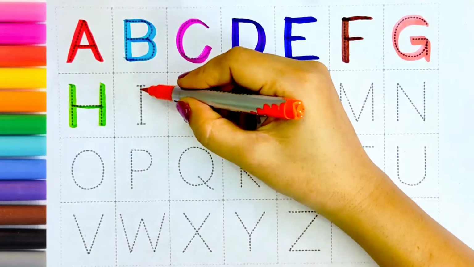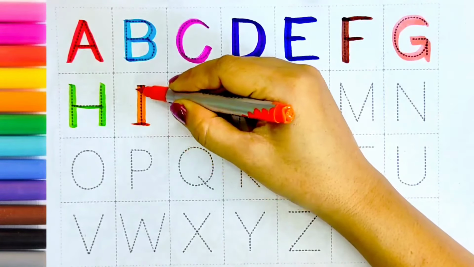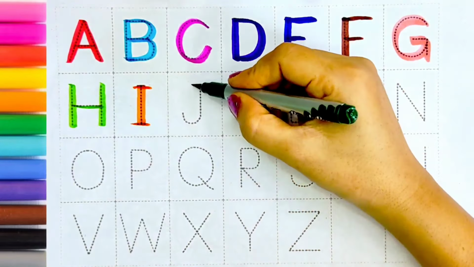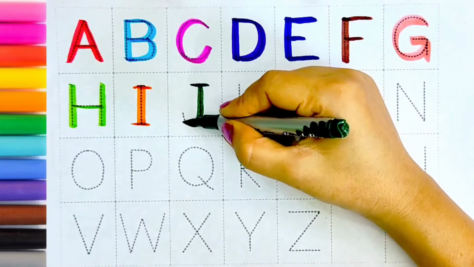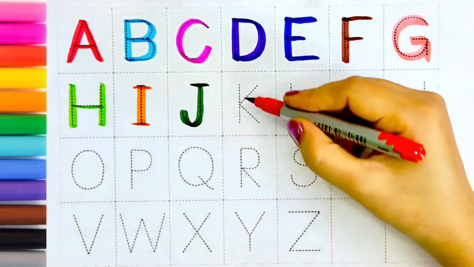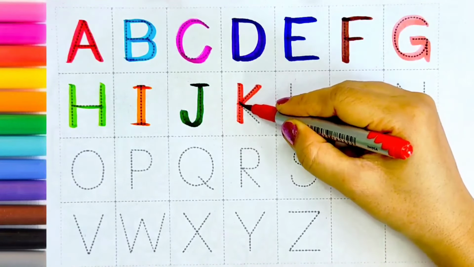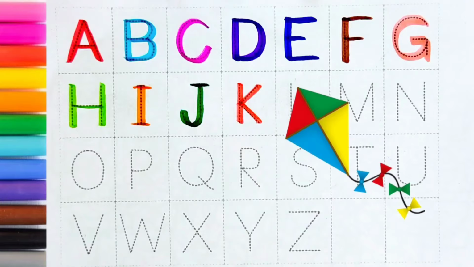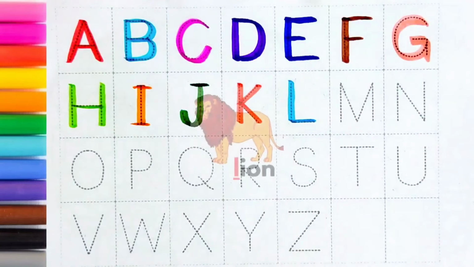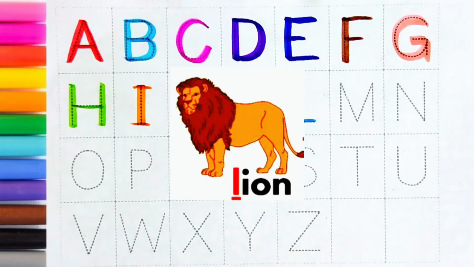Orange color. I for ice cream. Dark green color. J for jam. Red color. K for kite. Sky blue color. L for lion.